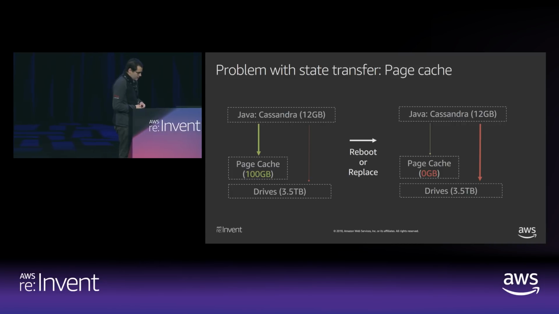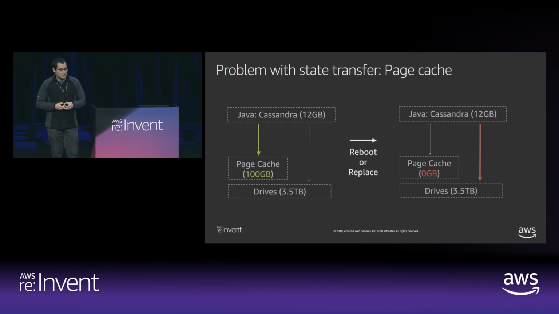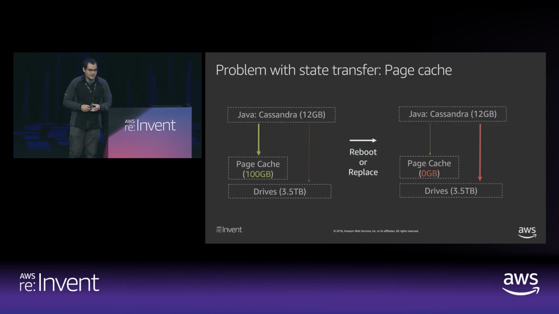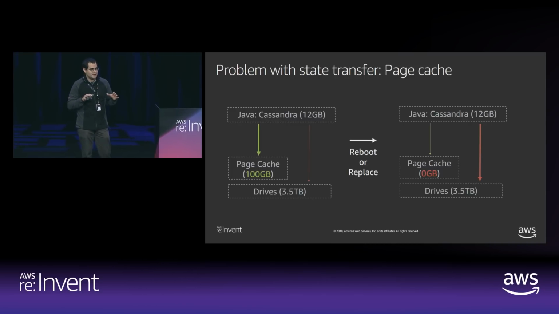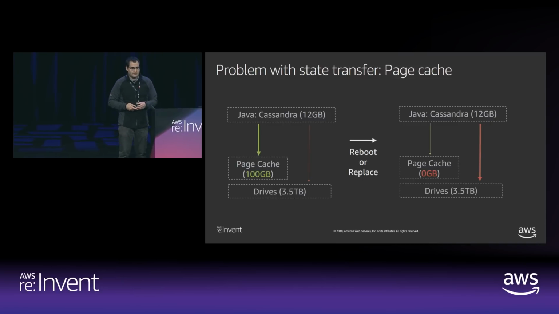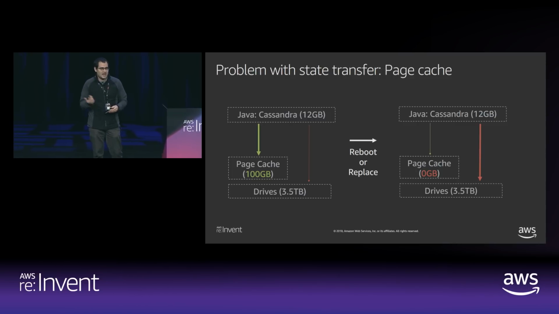All right, so the next problem that I want to talk about is when you are moving state around or rebooting your instances for your AMI live upgrade, your OS page cache gets completely eliminated. The OS page cache is what most of your memory on an instance is probably being used for when you're running a stateful instance. In this case, we have a Java program, running Cassandra. It's using 12 gigs of memory on the instance. 100 gigs of memory is being used for the OS page cache, which is caching the most frequently used blocks of your underlying ephemeral drives.